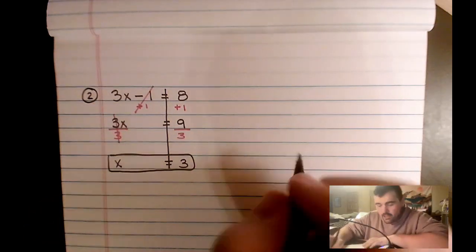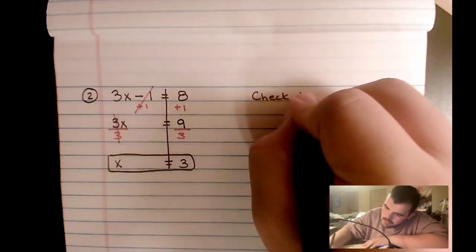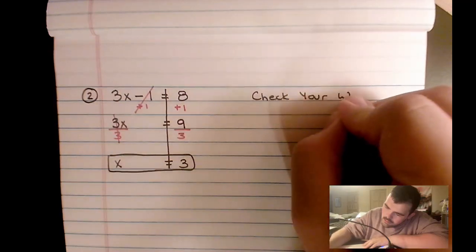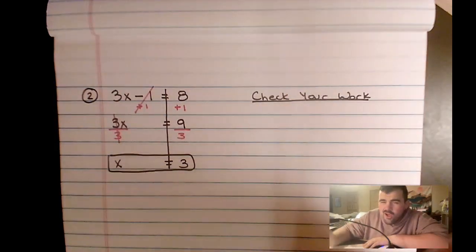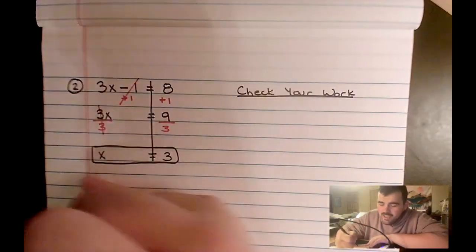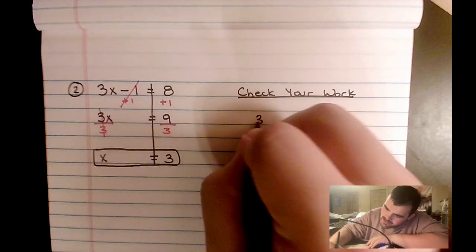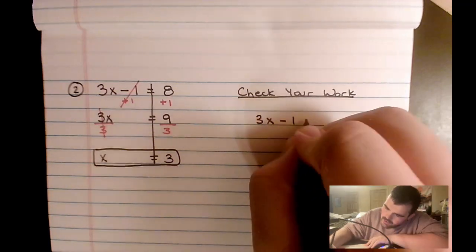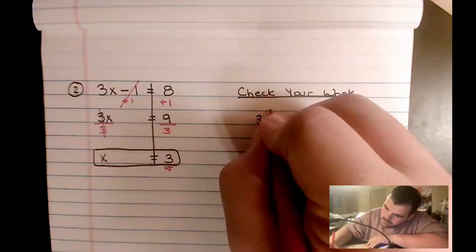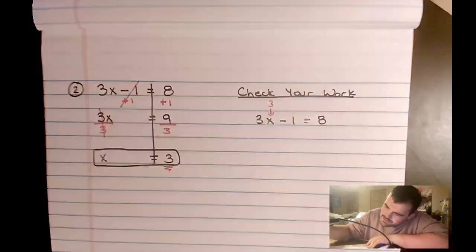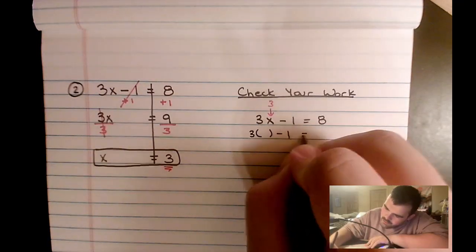Now, we can check our work here, which is one of the really nice things about solving an equation. All we have to do is take our answer, x equals 3, and plug it back in for x. So instead of 3x minus 1 equals 8, take that 3 that I got and plug it in for x. So 3 times 3 minus 1 equals 8.